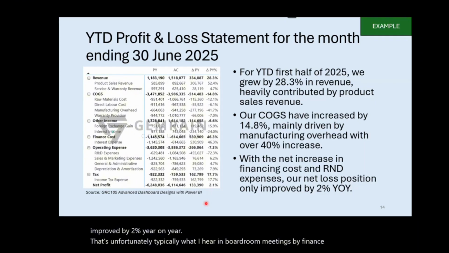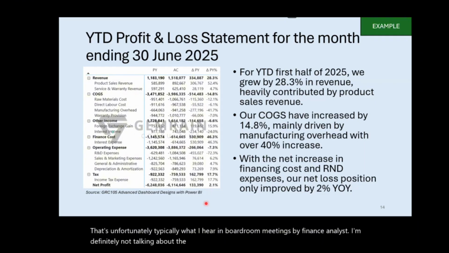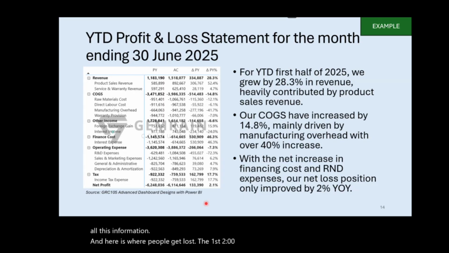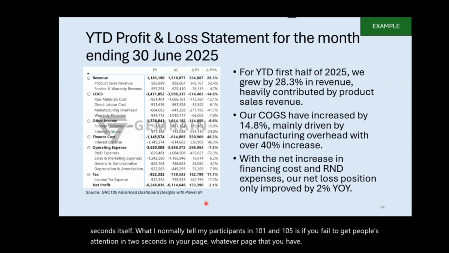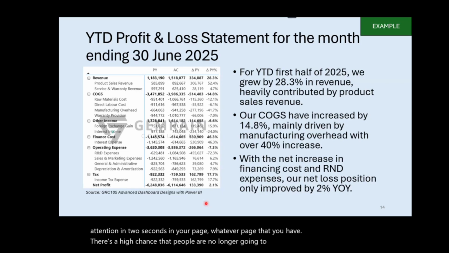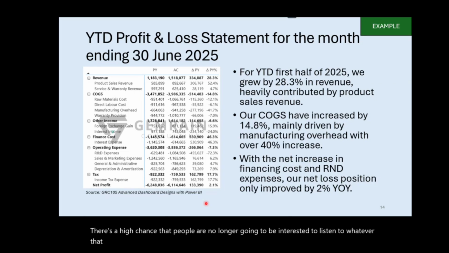That's unfortunately typically what I hear in boardroom meetings by finance analysts. I'm definitely not talking about the CFO, because the CFO is the one who's going to be receiving all this information. And here is where people get lost. The first 2 minutes, or rather, the first 2 seconds itself. What I normally tell my participants in 101 and 105 is, if you fail to get people's attention in 2 seconds on your page, whatever page that you have, there's a high chance that people are no longer going to be interested to listen to whatever you're saying.